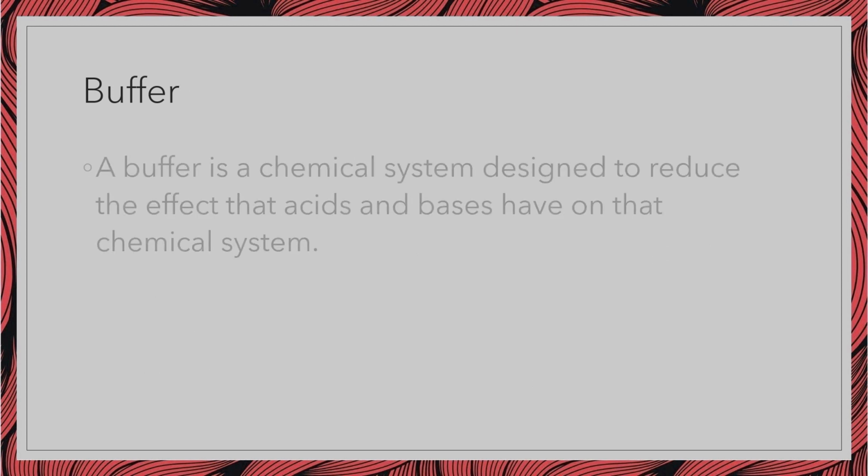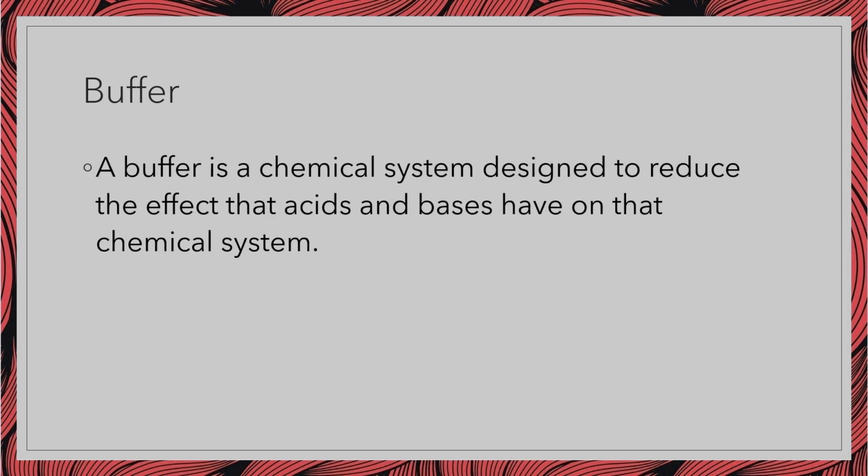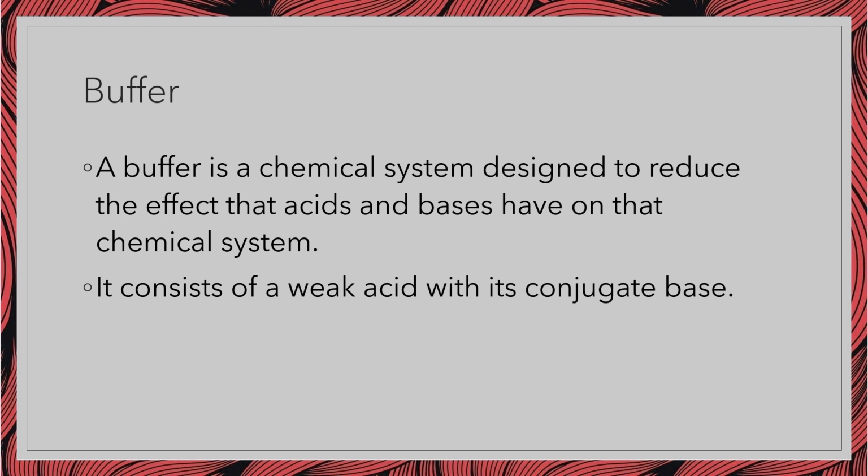So what is a buffer? A buffer is basically a chemical system designed to reduce the effect that acids and bases have on that chemical system. Okay, so it's basically something that helps stop the change of pH. It consists of a weak acid with its conjugate base, or a weak base with its conjugate acid.